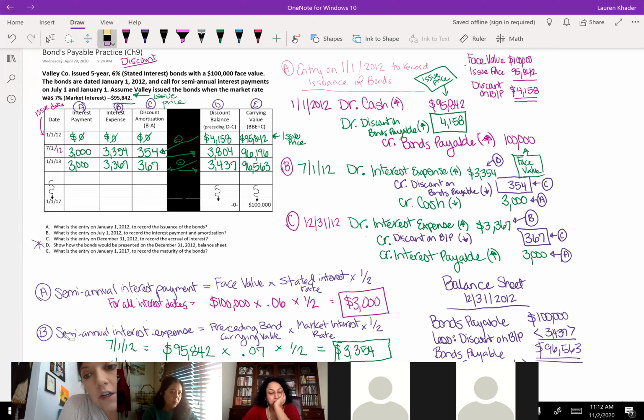What you would see on January 1st when we actually paid it would just be a debit to interest payable for 3,000 and a credit to cash for 3,000. Okay, thank you. So we recorded it in December, and we actually pay it in January. Yeah, okay.